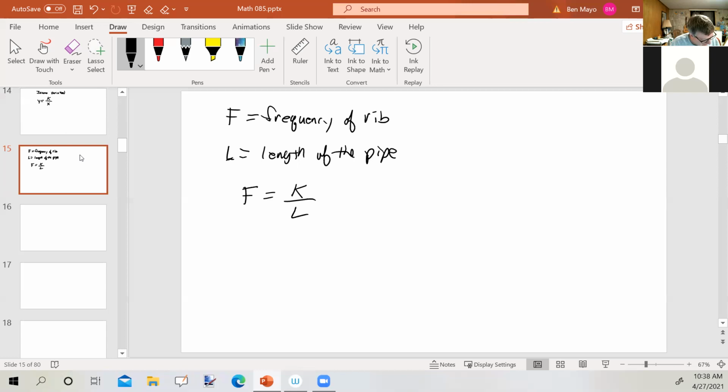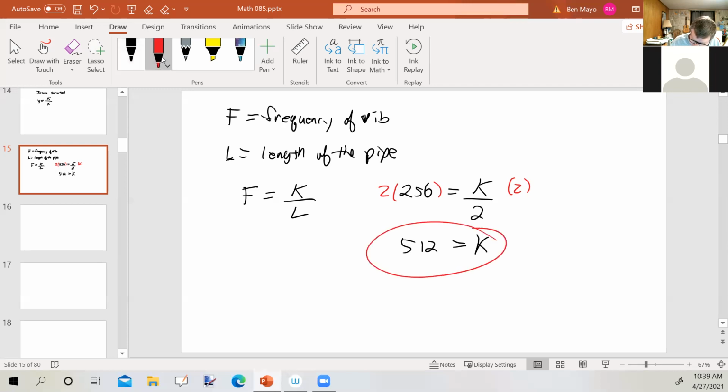So now we're going to go back. It says if a pipe 2 feet long vibrates 256 times per second, so we would have what? 256 equals K divided by 2, because it said 2 feet long, so that's the length of the pipe. 256 times per second, that's the frequency of vibration. This will allow us to determine what K is. We'll multiply both sides by 2, and we get K equals 512.